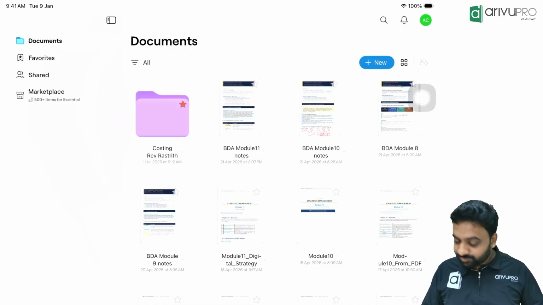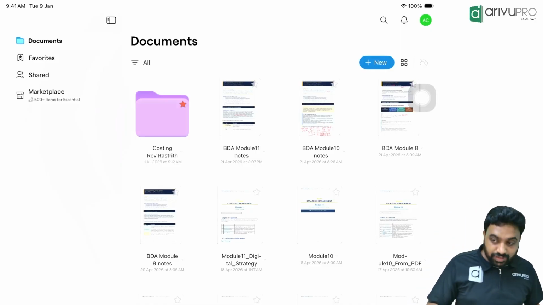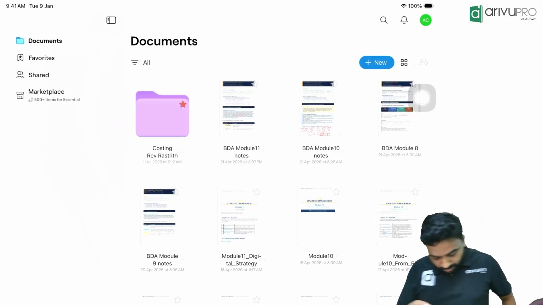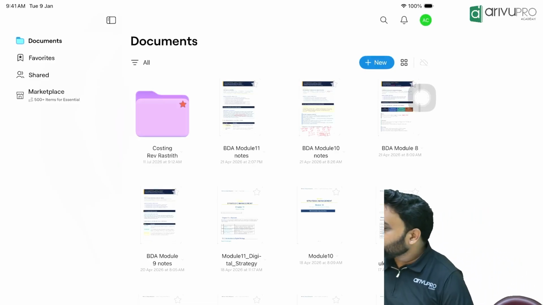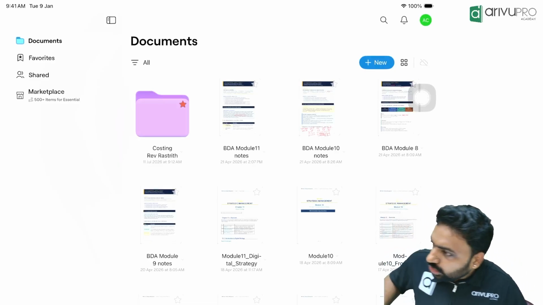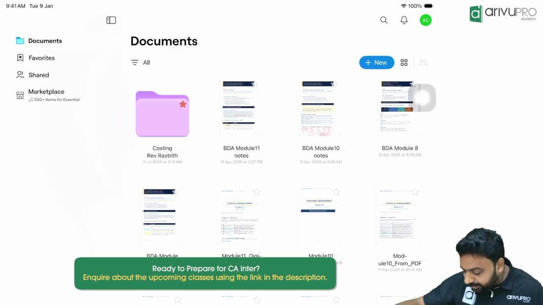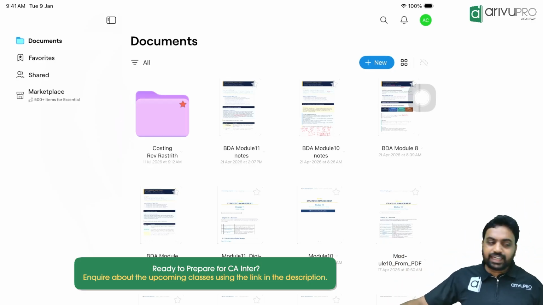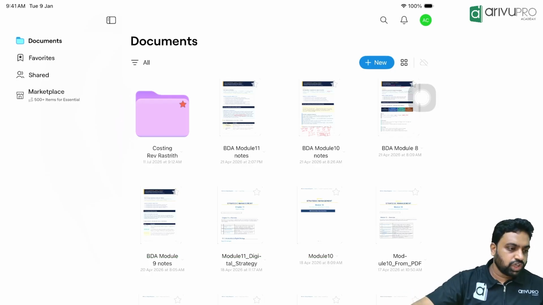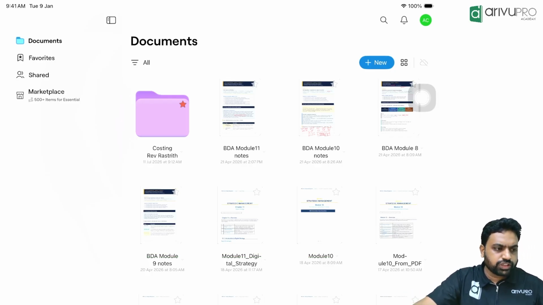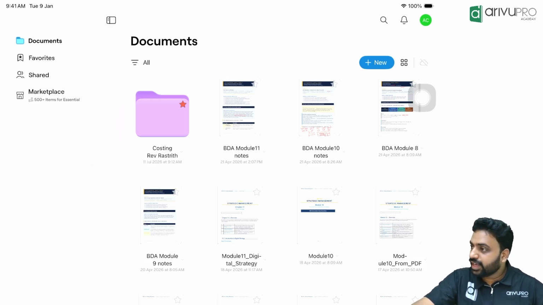Good morning, guys. So yesterday we completed our discussion on budget and budgetary control. Today our first target is overheads, followed by activity based costing. Both are of good weightage. Together you can expect around 10-12 marks from these topics.